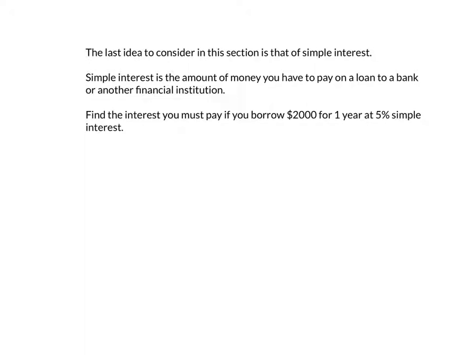The last idea to consider in this section is that of simple interest. Simple interest is the amount of money you have to pay on a loan to a bank or another financial institution. So here's the problem. Find the interest you must pay if you borrow $2,000 for 1 year at 5% simple interest. So you have to pay 5% of that $2,000. So that is what I have for my is of statement. It is saying, what is 5% of 2,000? Because I have to pay 5% of $2,000.